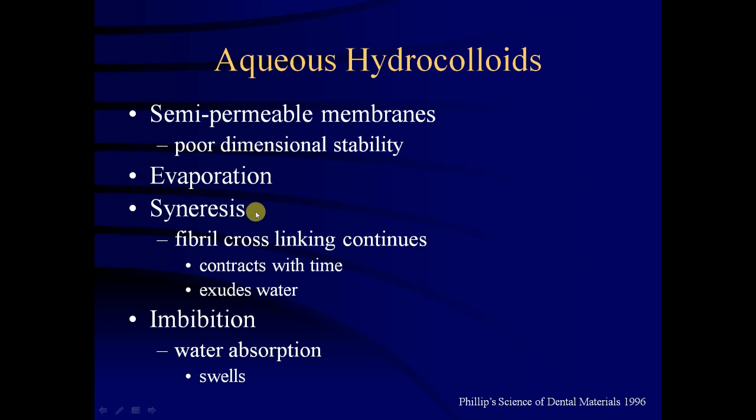There are two terms. One is syneresis, second is imbibition. Imbibition means water absorption. When a substance absorbs water, it swells up. And syneresis means they lose the water. When a material causes syneresis, it means they lose water or shrink. So in syneresis, they contract with time and exude water. In imbibition, they absorb water and swell up.